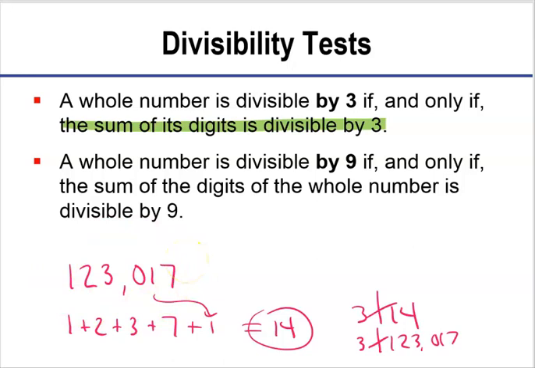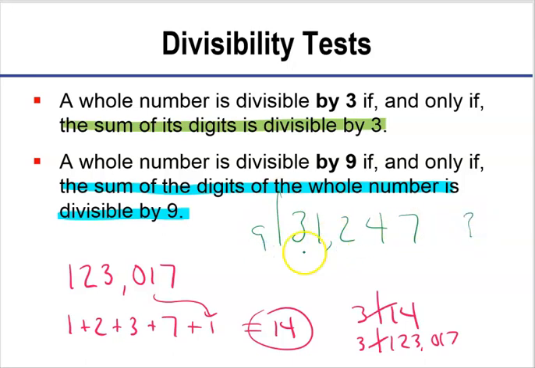Hey, same thing holds for 9. A whole number is divisible by 9 if and only if the sum of the digits of the whole number is also divisible by 9. So again, we would add all those together. We can make up a different one. So for instance, 31,247. Let's do that. Is that divisible by 9? That's the question. Will I add 3 plus 1 plus 2 plus 4 plus 7?